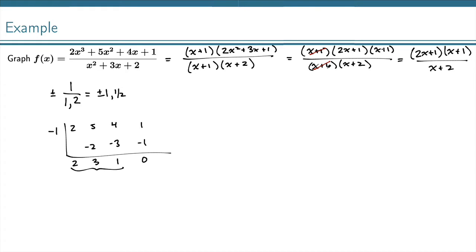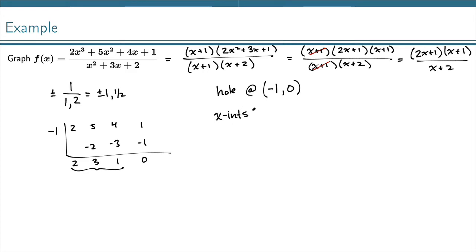Now notice that because the denominator lost the factor of x plus 1, there are no more x plus 1s down there. That means we have a hole when x is equal to -1. So we plug -1 into our reduced form to get the y-coordinate of the hole. If we plug -1 into this, we see that we have 0 in the numerator. And so it's 0 over 1, that's 0. So that's our hole.